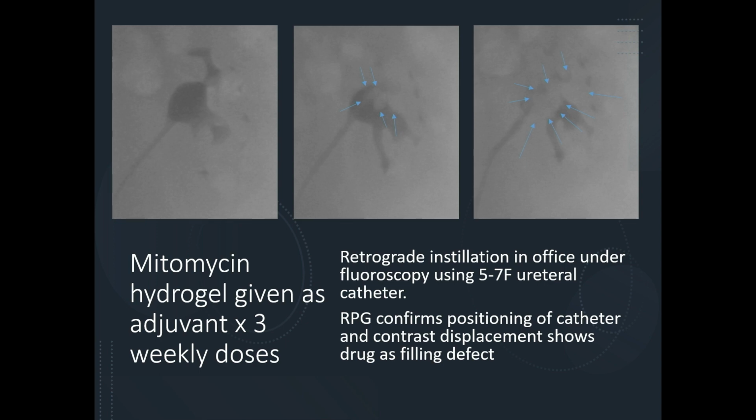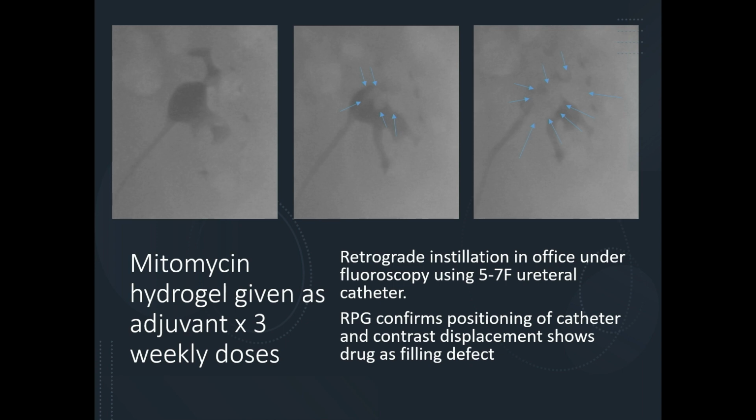Yeah, so in this case, we gave it as adjuvant intent for 3 weekly doses. You see here on the retrograde pyelogram, the hydrogel itself is radiolucent. You don't see it, but basically what most of us do is we inject contrast, first of all, to make sure we're in the correct anatomy, if we're giving it retrograde, and then essentially you can see the hydrogel displacing the contrast. One thing that's interesting is that when you give it through a ureteral catheter, it does start gelling because it's a narrow, long tube, and as it warms up, it quickly thickens.